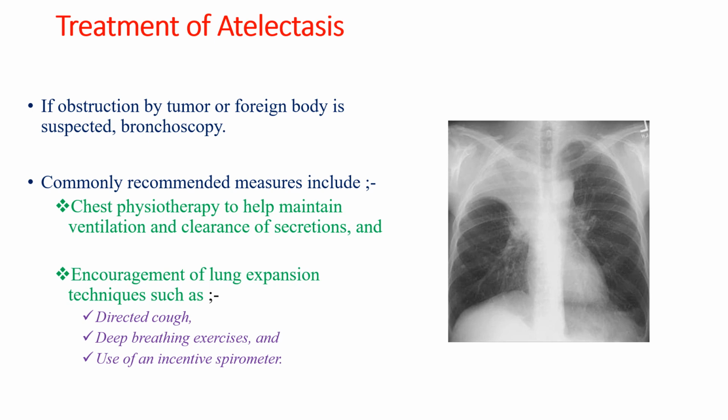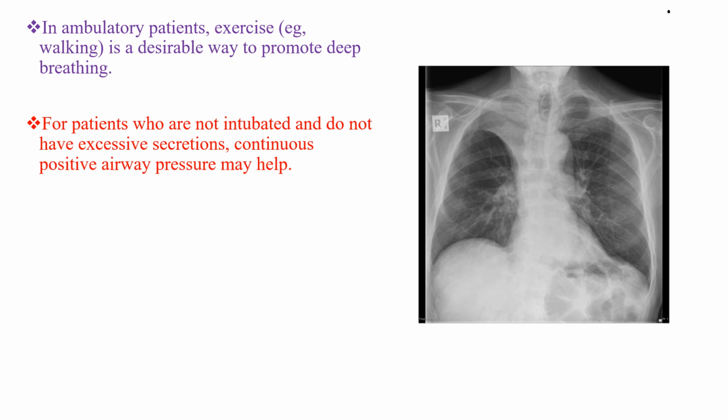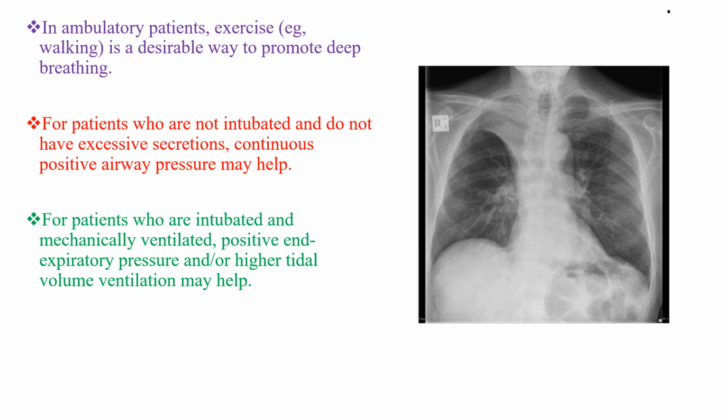Commonly recommended measures include chest physiotherapy to help maintain ventilation and the clearance of secretion, and encouragement of lung expansion techniques such as directed coughing, deep breathing exercise, and the use of incentive spirometry. In ambulatory patients, exercise such as walking is a desirable way to promote deep breathing. For patients who are not intubated and do not have excessive secretion, continuous positive airway pressure, or CPAP, is helpful. For patients who are intubated and mechanically ventilated, positive end-expiratory pressure and higher tidal volume ventilation may help.